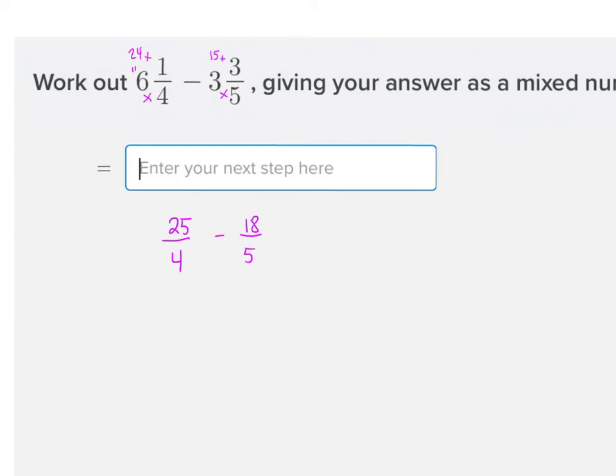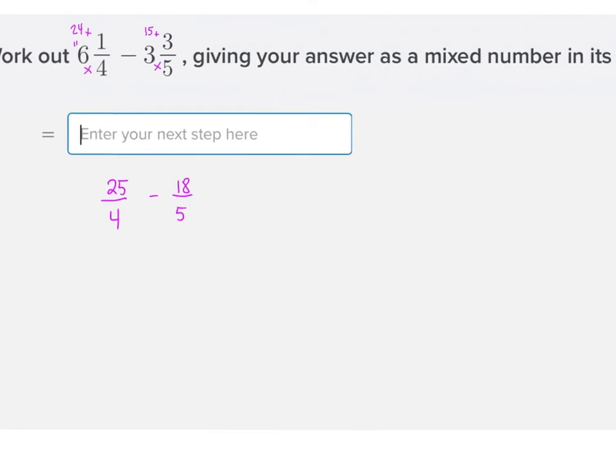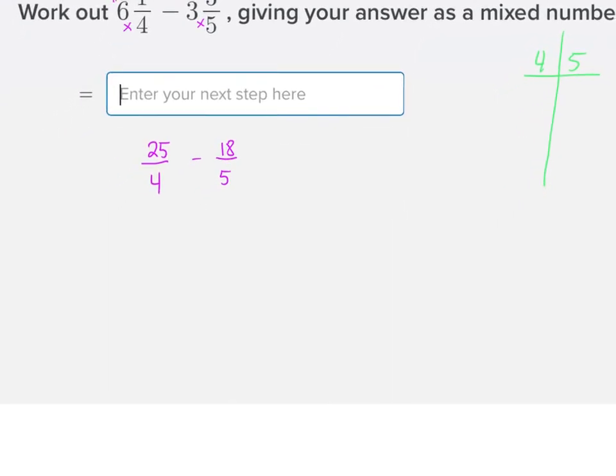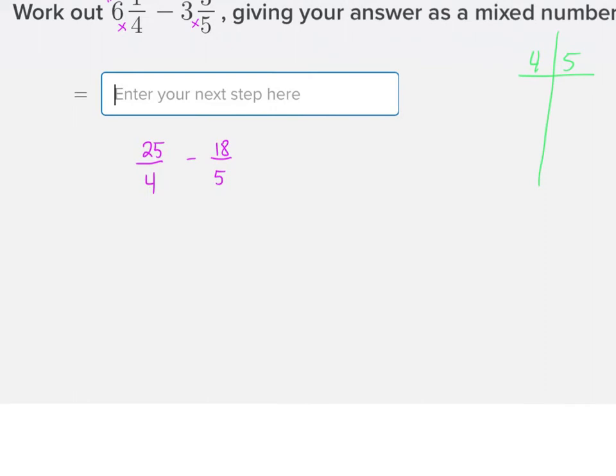Now my next step, what's our next step? Find a common denominator. You might be able to just look at 4 and 5, and if you know 4 times 5 is 20, I'm going to use 20 for that common denominator. So 4 times 5 is 20. I'm going to do 25 times 5. That's a whole lot. So you might have to do the math on some of these over on the side.